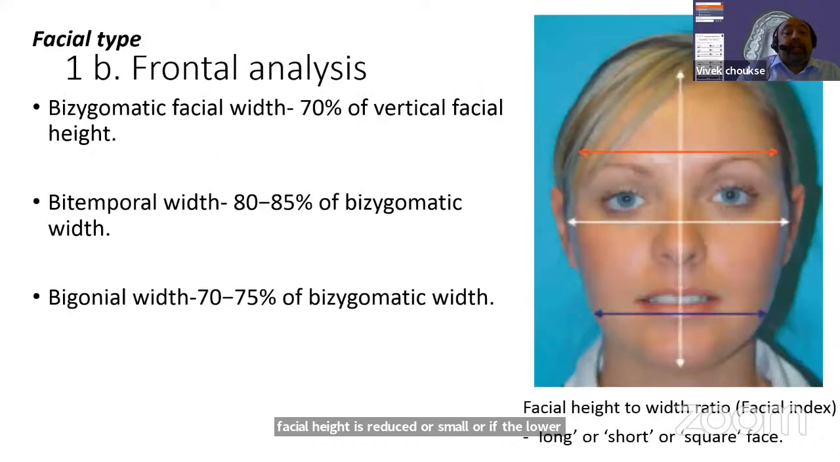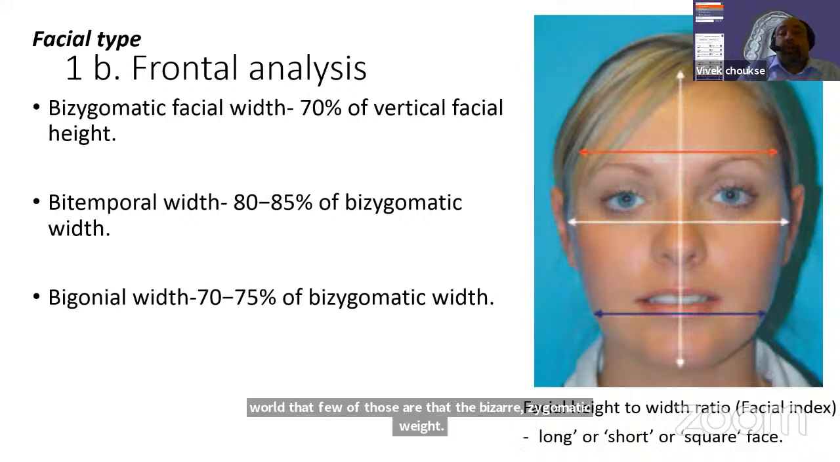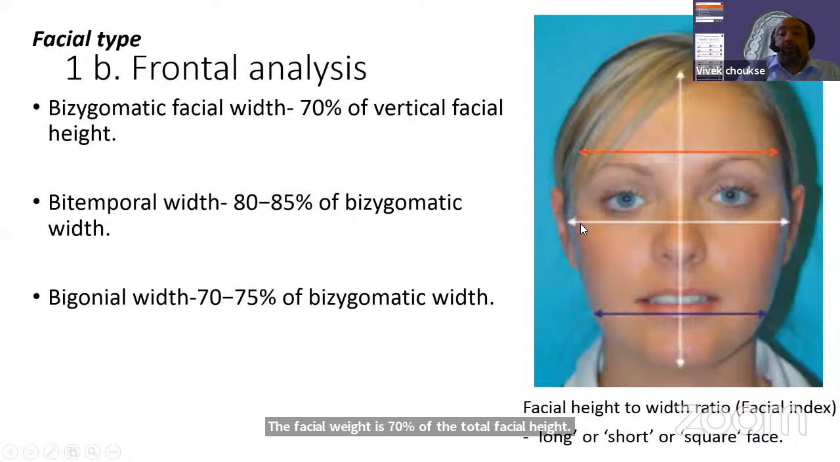Then coming to the frontal analysis, there are many theories and various facts available throughout the aesthetic world. A few of those are that the bizygomatic width, the facial width, is 70% of the total facial height. So we can check whether the face height is in accordance with the bizygomatic facial width or not.